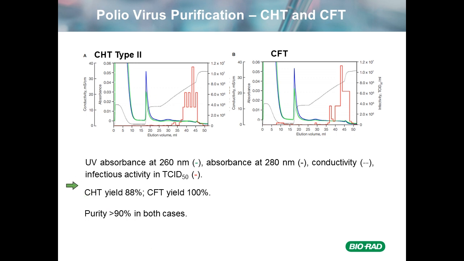Again, the yield was very high. It was 88% with CHT and about 100% with CFT. And again, the purity was very high. It was better than 90% in both cases.